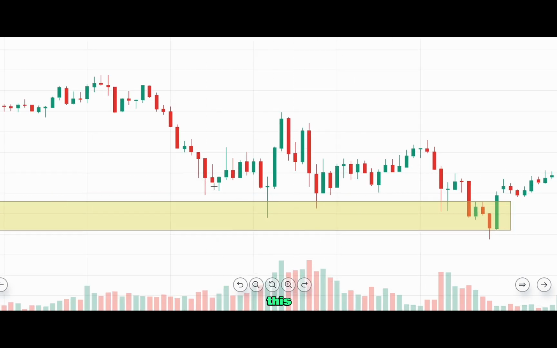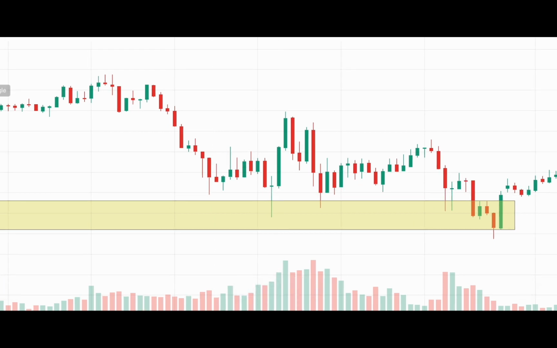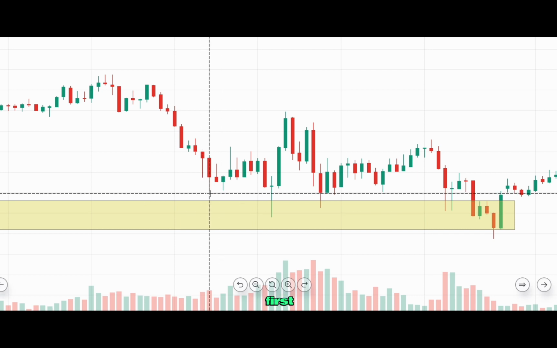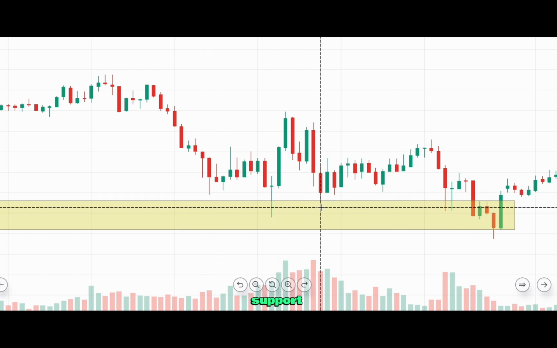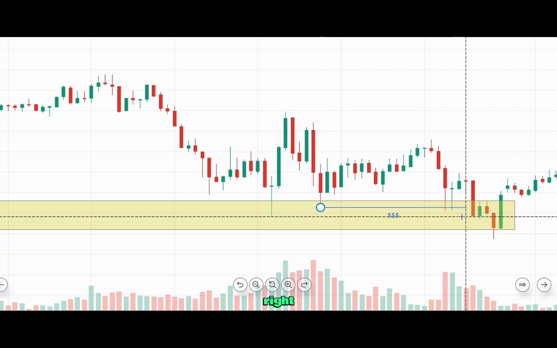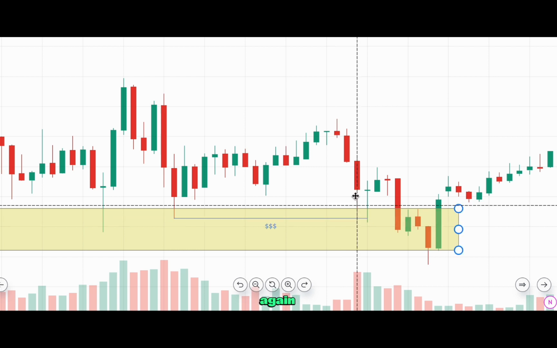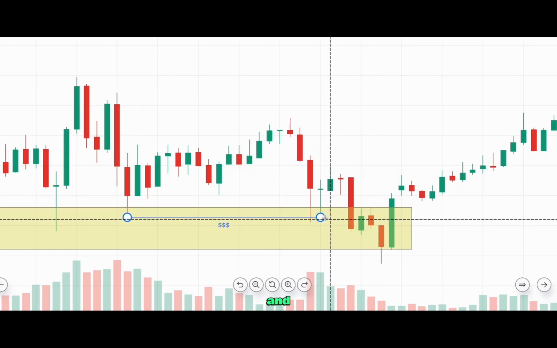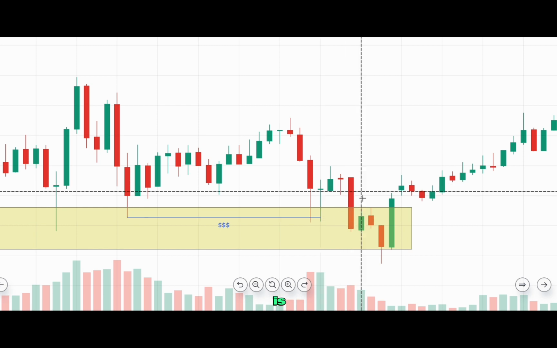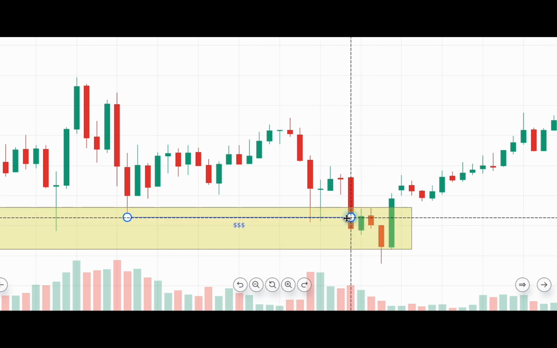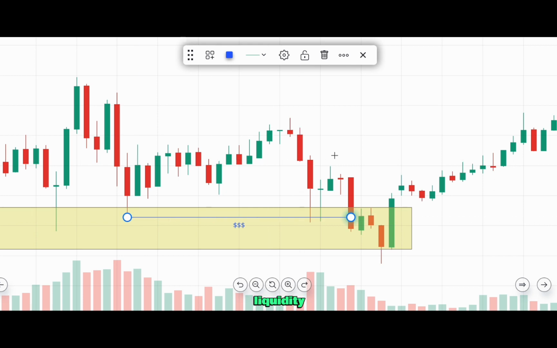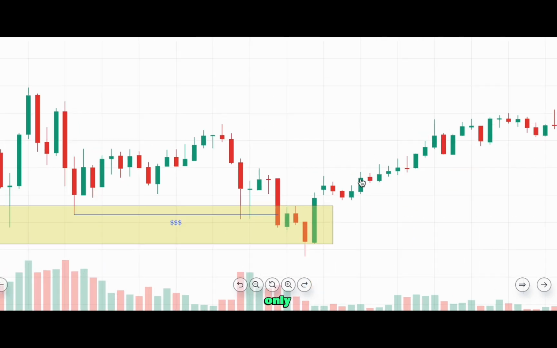As you can see, this looks like we have a triple bottom. This is the first support, second support, and third support. But right here it forms another support again and ranges around the zone. And what the price does here is sweep the double bottom liquidity first, and only then does it react.